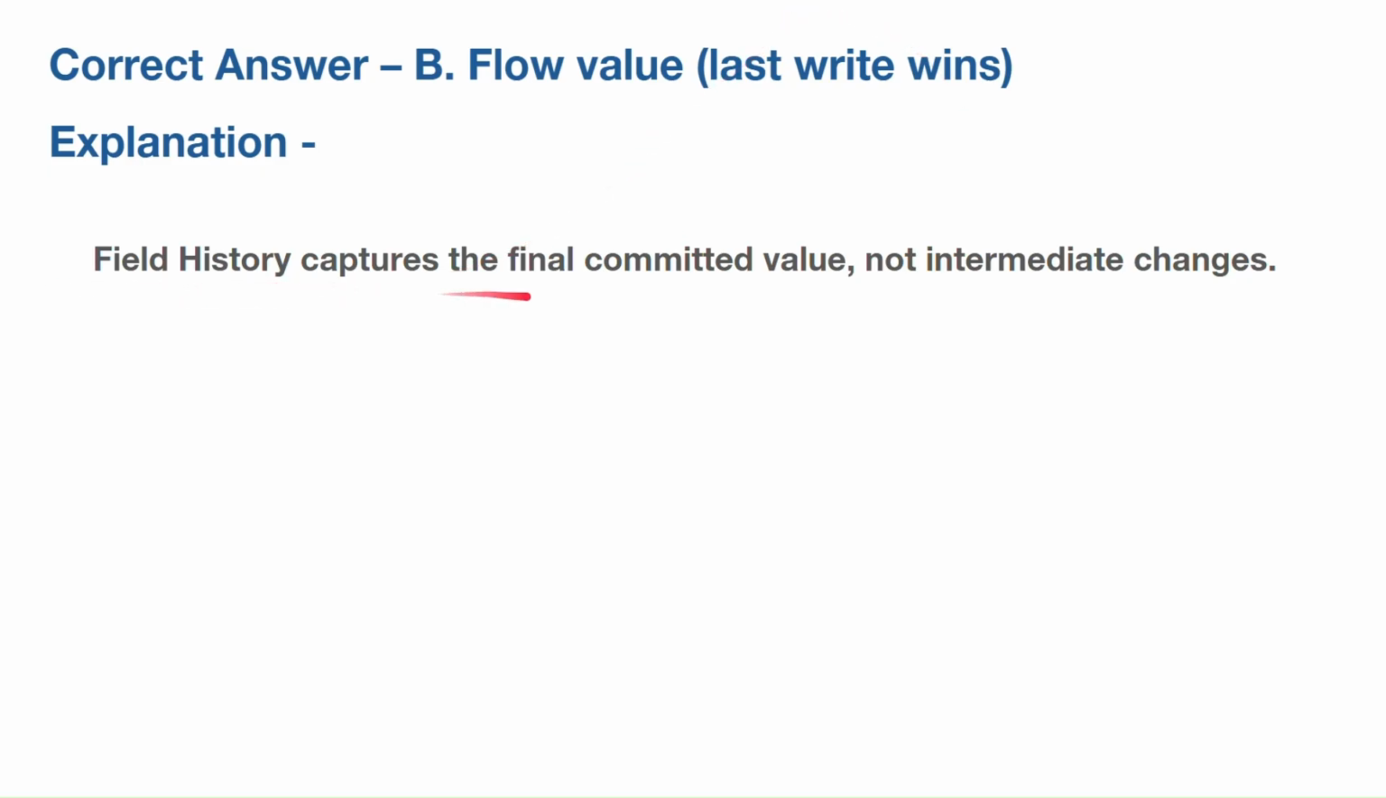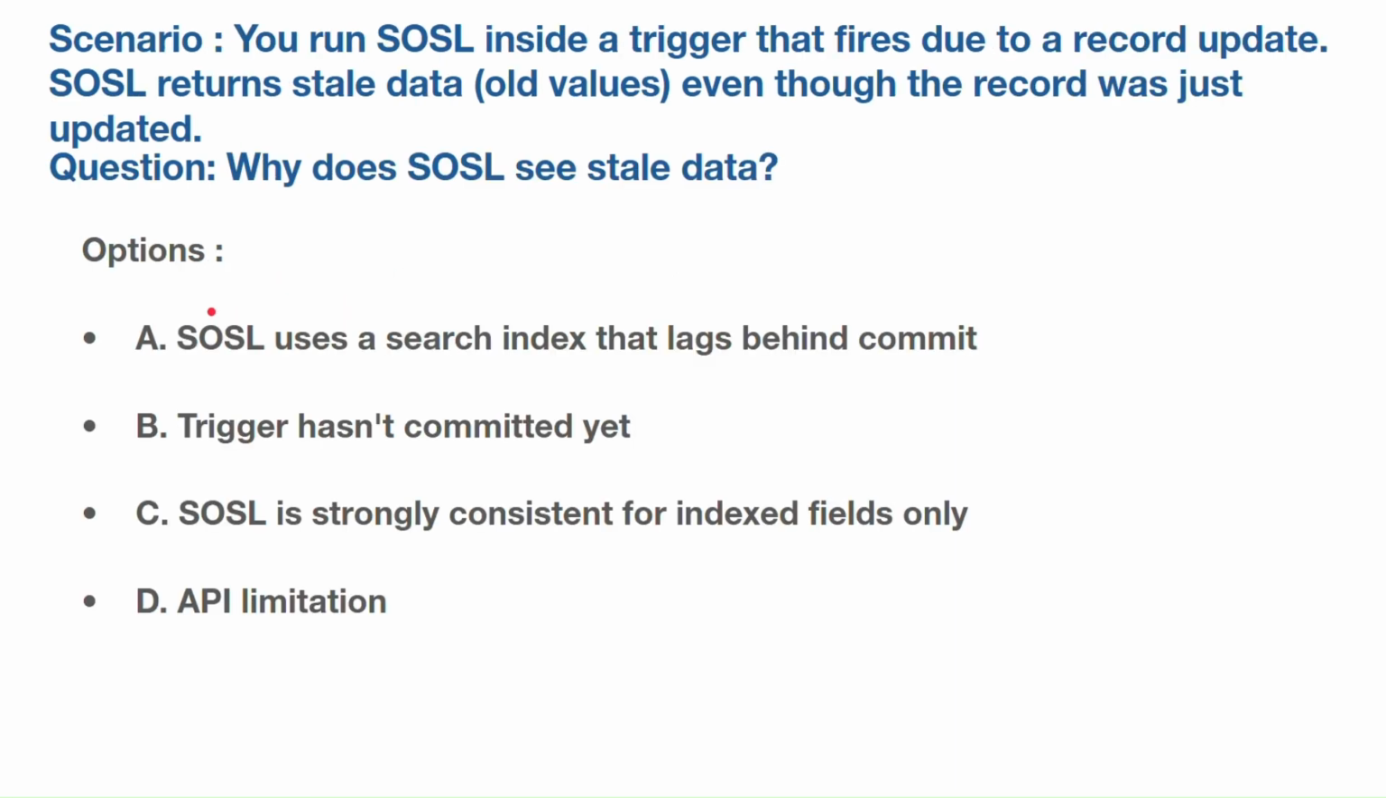And the field history tracking captures the final committed value, not intermediate changes. Okay, so even if there are 10 triggers, 10 flows in between changing the value from one value to another, it doesn't matter. Field history tracking will always capture the last committed value, not intermediate changes. So in this scenario, even if the trigger is updating the field value first, that's not going to be registered in the field history tracking because that's not the final value. The flow is updating its final value, so that value is going to be registered in the field history tracking table.